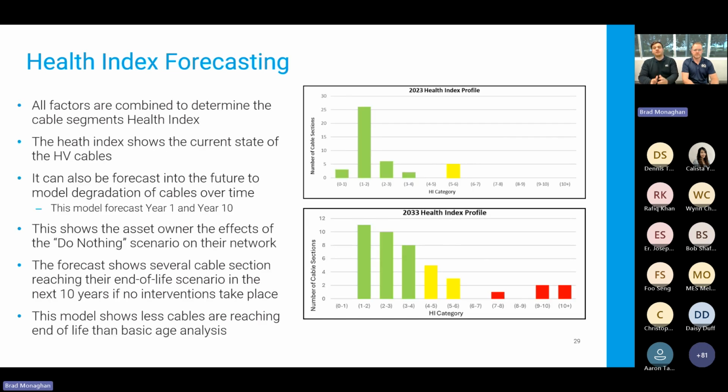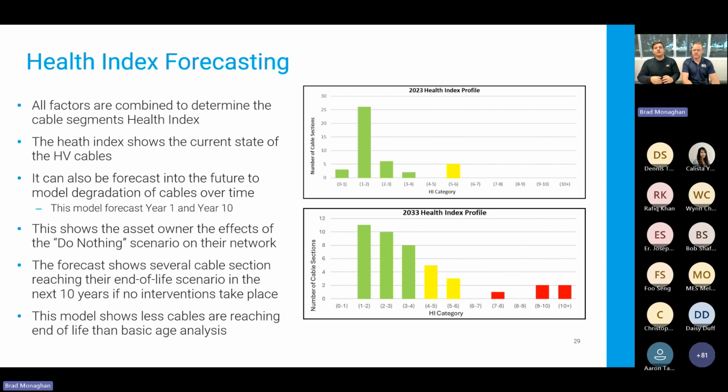So once we combine all of them, we get our health indexes for every cable segment. And that's when you can start to have a lot of fun. So in the top right graph there, you have the count of cable segments at each health index. We can see in the top graph, most of these cable segments right now in 2023, when this work was done, are in quite good health, with maybe one in the 5 to 6 bracket, which is starting to approach being more degraded.